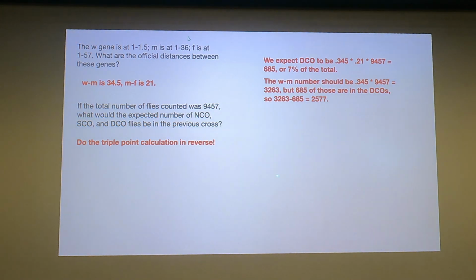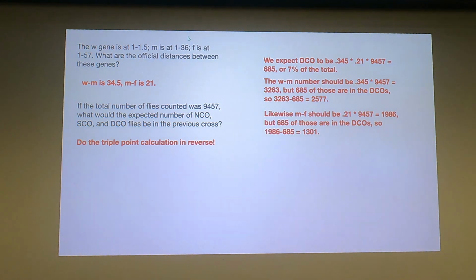And we do that. And we would expect to see 2,577 single crossover events. And then the same thing with the miniature to forked. Just take that number and you subtract the double crossovers in this case. So we expected 1,301 single crossovers, and then the number of non-crossover events is just everything else, whatever's left over. So those are the numbers we expected from this cross.